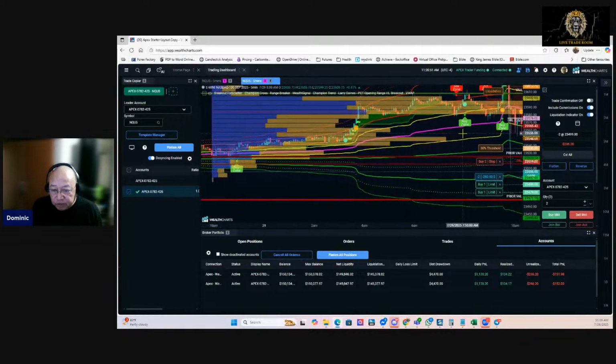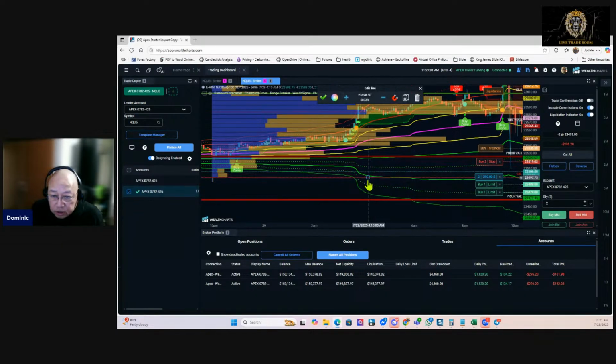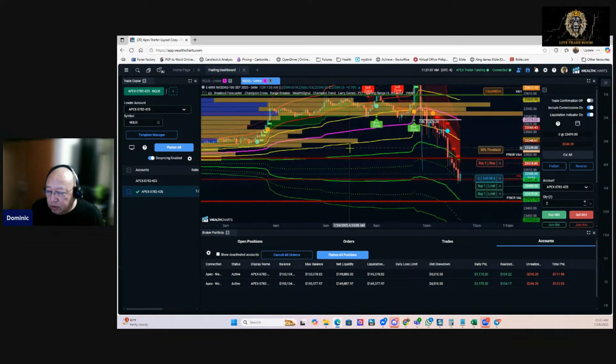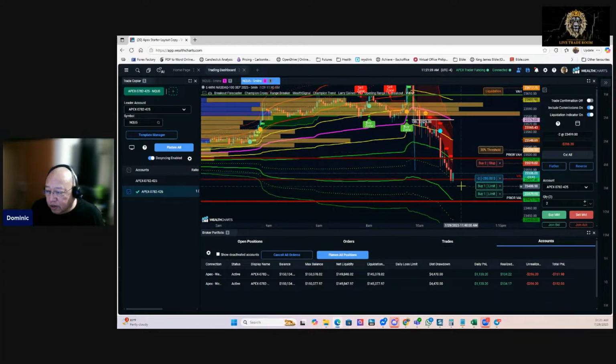In fact, let me see if I can do this now. It says here prior VAL. Here's the current one right now. I can bring this down right there. I need to adjust that. So there's your value area low, and that's why we're bouncing off that right now. I didn't see that because I thought it was up there, so I had to adjust it. There's our value area low.